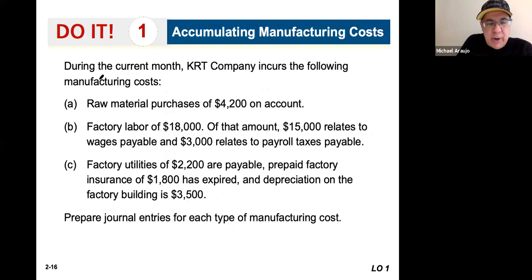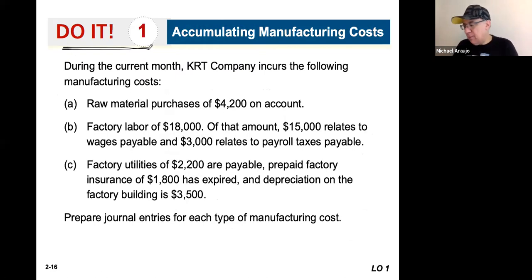So, knowing all of what you know, this is practice on learning objective 1, okay? So the 3 things we just went over, raw material costs, factory labor costs, manufacturing overhead costs, and the entries you just saw, we're practicing. That's all we're doing, practicing those entries. So let's take a look at our do it exercise, and let's do it.